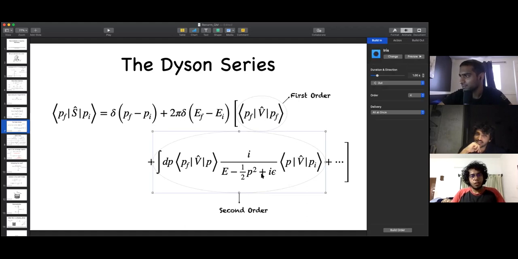I'm writing E minus half P squared plus I epsilon stuff here, but where could this delta function have come from? We know that energy has to be conserved, but what's ensuring that in our series? Just a hint: wherever you see some delta function, you could think about it as a Fourier transform of one. So it's like an integral dt of e to the power minus i (E_f minus E_i) t, from minus infinity to infinity.